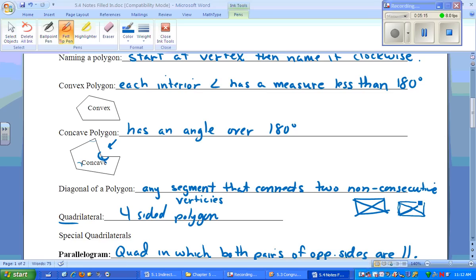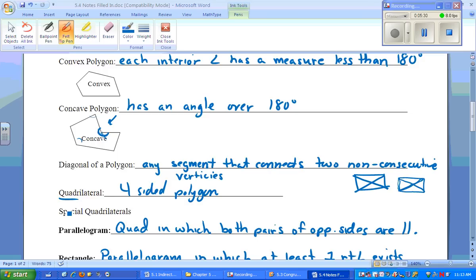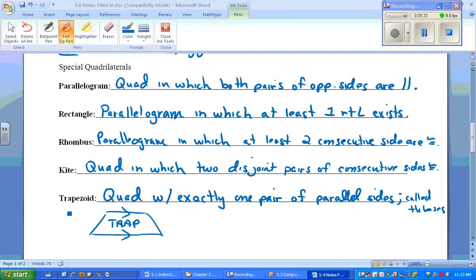A quadrilateral is a four-sided polygon. Quad meaning four. So you have the idea that's a four-sided polygon, just like we had a triangle with three angles. We're increasing to a four-sided figure, so we have a quadrilateral. And now we have our special four-sided quadrilaterals.